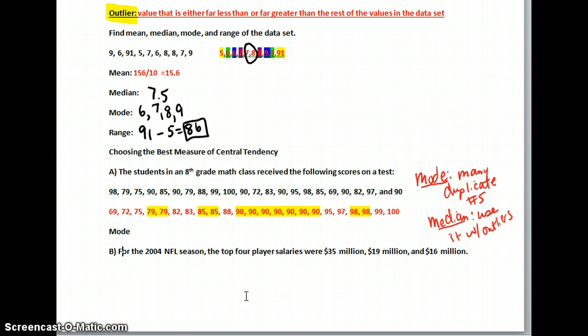For the final example, there's player salaries that are 35 million, 19 million, and 16 million. This is a pretty small data set. However, if you look at it, 35 is not very close to 19 or 16. 19, 16, pretty close together. 35, not so much. It's an outlier. If you remember from our previous section, if we have an outlier, it's going to be best if we use the median. That's really going to show us how the data is spread. So the final example, the median should be the best route.